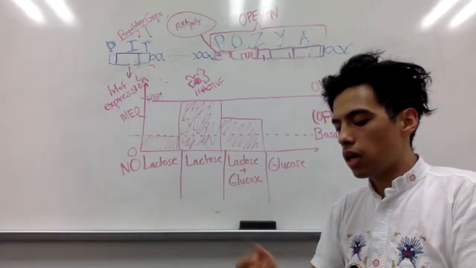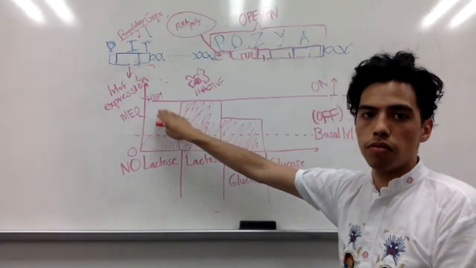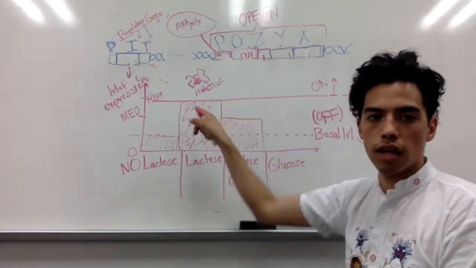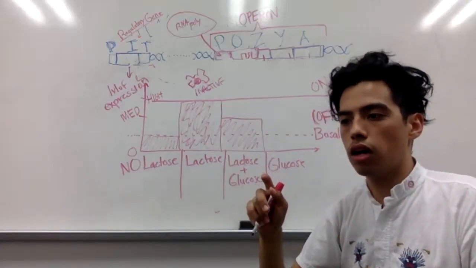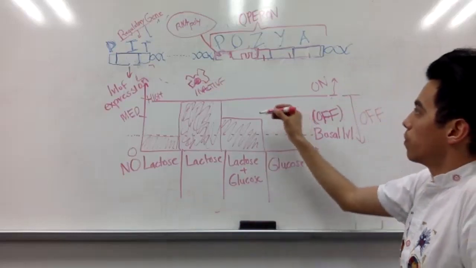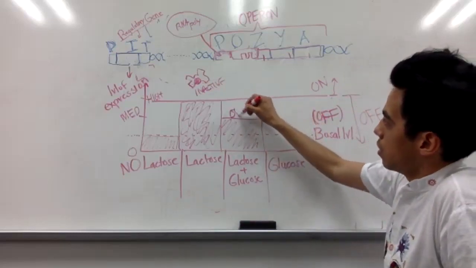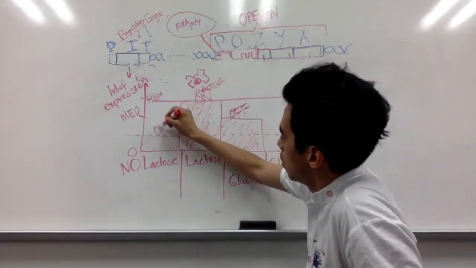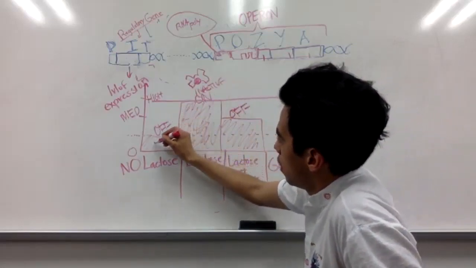But because like we said before, it's not passing that high bar, it's not high levels of expression, then we don't consider it on. So, like I said, this would be off, this would be on, this would be off, and basal.